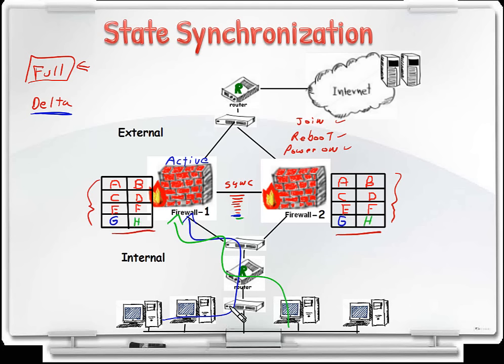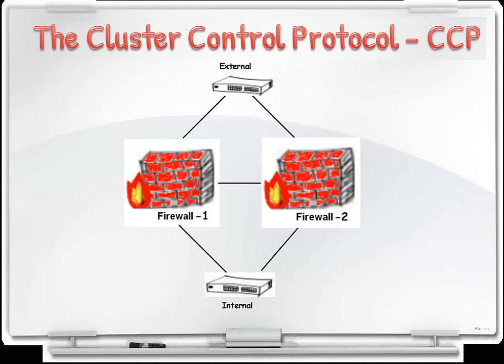Now correspondingly, let's say one of the connections is deleted, is removed from the connection table. Now the active machine needs to synchronize that connection and update the member that that connection has been removed. And so the cluster members are constantly updating each other about the connections in the connection table, either using the full sync when the machine has been powered on or rebooted, or using the delta sync when they're synchronizing individual new connections.